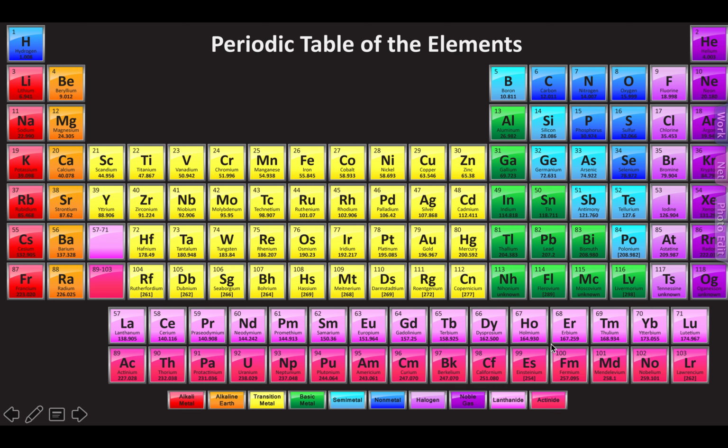So this is the periodic table. Hydrogen is located here, and helium is located here. Boron is here, which we mentioned, and carbon, nitrogen, and oxygen are here.